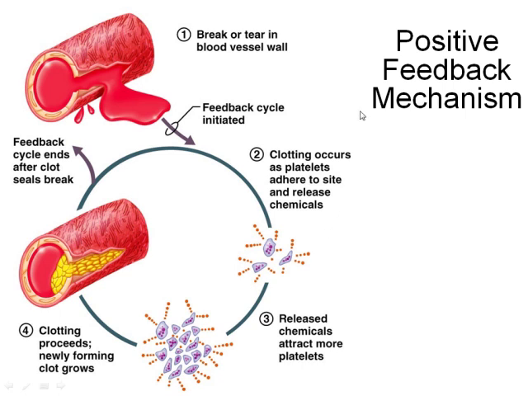Now here's a positive feedback mechanism. If there's a tear in a blood vessel and blood starts to leak out, it begins a positive feedback cycle. Platelets start to stick together and they release chemicals that cause blood to coagulate. Platelets keep sticking, more chemicals get released. This keeps going on until we plug the hole and we stop the blood flow. Now, once the blood is no longer flowing, we turn this mechanism off. If we didn't, all of your blood would clot. Solid blood does not pump well.